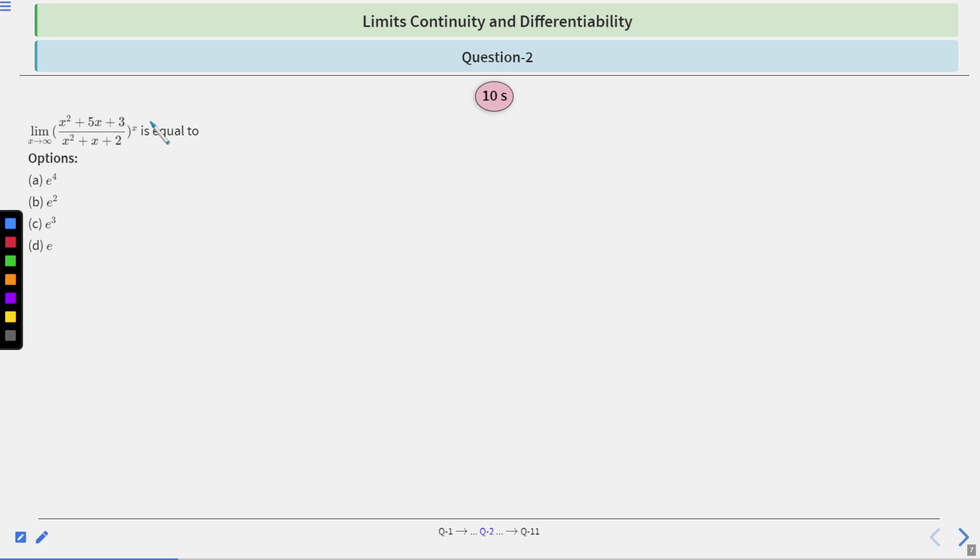So what was the formula for applying the 1 to the power infinity form? Clear? For example, f(x) to the power g(x), and limit x tending to infinity, then it was e to the power g(x) into f(x) minus 1, right? Clear? So that was the formula to be applied, okay? So you have 10 seconds to solve this question. After 10 seconds, we will discuss the solution, right?